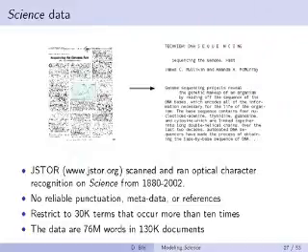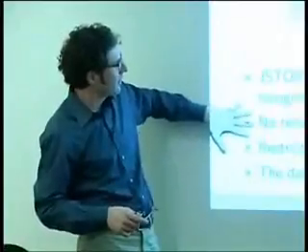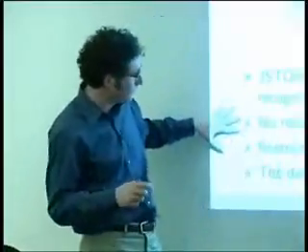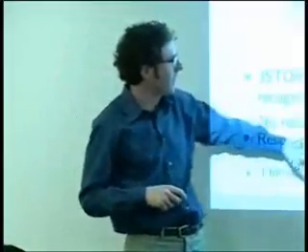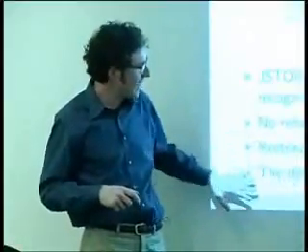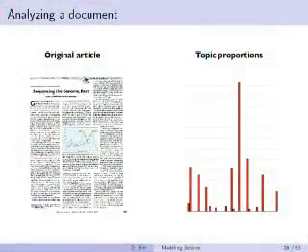Okay, so again, we're going to work with the JSTOR data. I didn't mention this before: in this JSTOR data, there's no reliable punctuation, metadata, or references. So the structure we're discovering is structure you couldn't get otherwise, but that JSTOR really wants for its users. We restrict ourselves to 30,000 terms in the vocabulary, those terms that occurred more than 10 times. Our data are 76 million words in 130,000 documents. Is that after pruning? Yes.